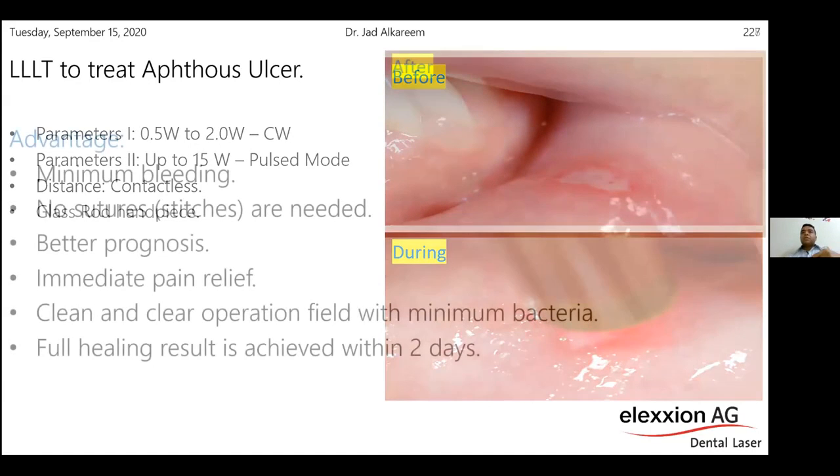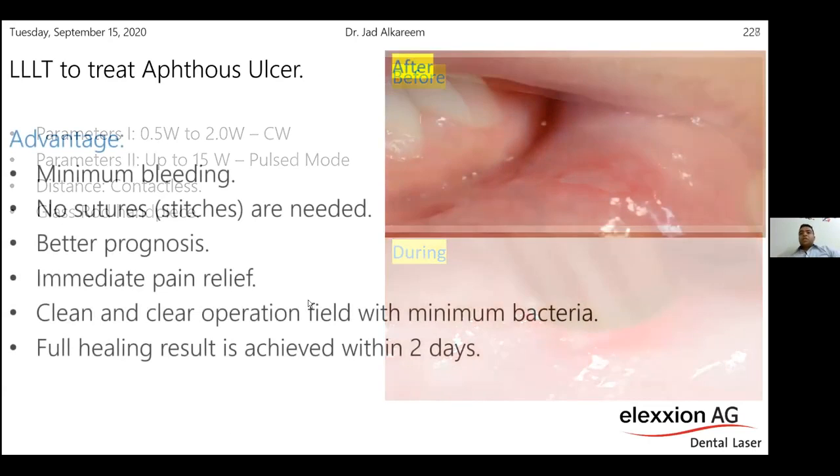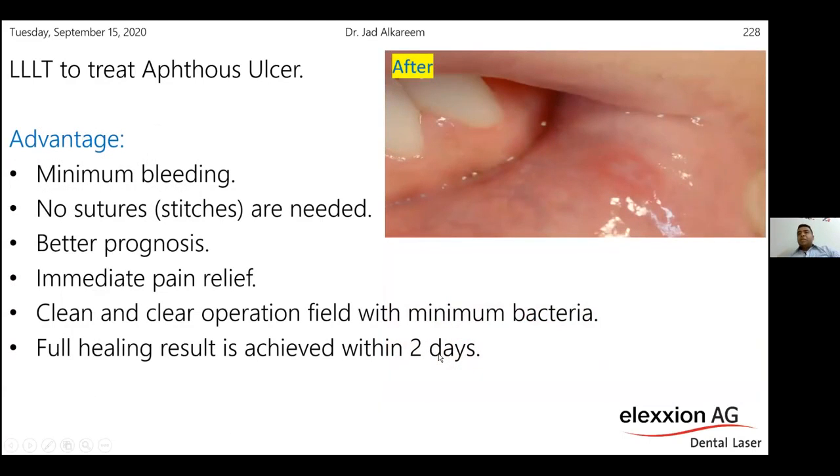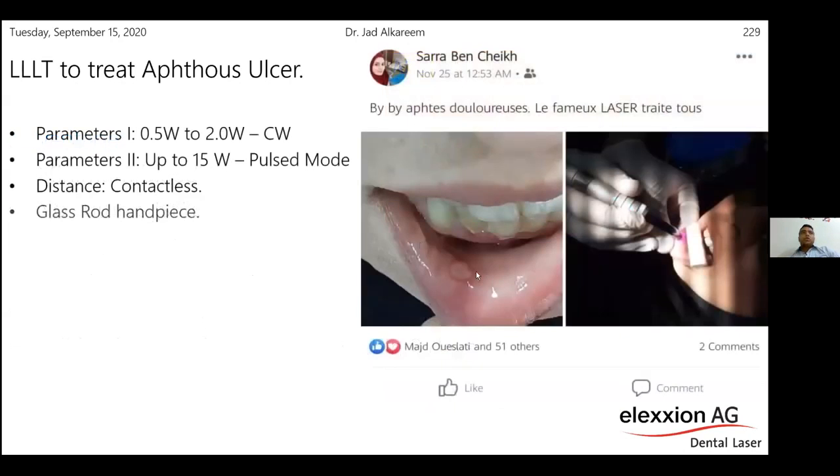Here is the final result after 2 days. The pain will be gone immediately after the treatment, but the ulcer itself will heal within 2 days. Here is also another case of treating the aphthous ulcer.